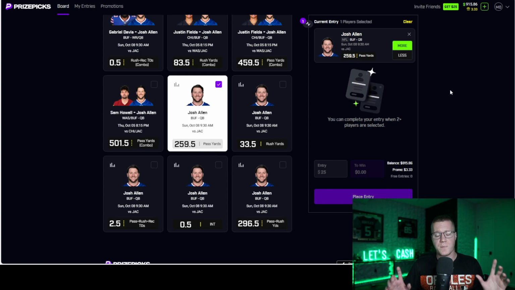And what we're going to be doing is putting together a 5-flex, 6-flex slip here for PrizePicks, going over all correlated plays that give this slip long-term profitability.